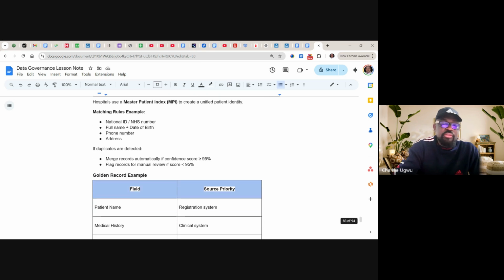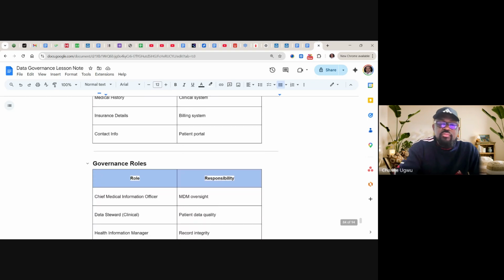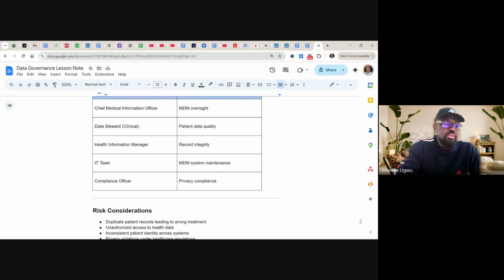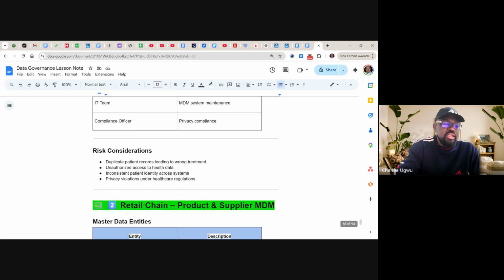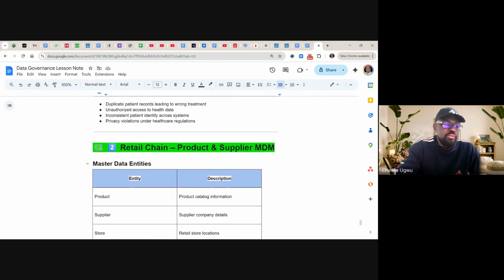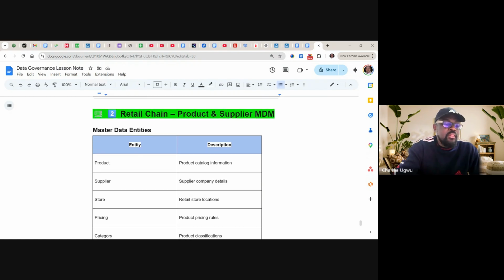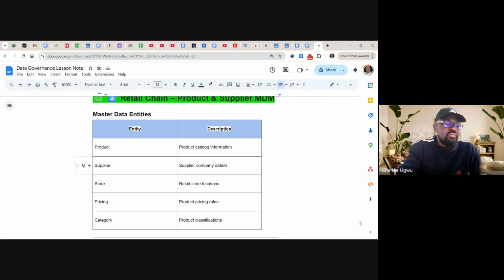So let's go to the next framework, master data framework in retail chain. What is their master data here? Master data entities: they have product, they have supplier, they have store, they have pricing, they have category. That is their master data here.